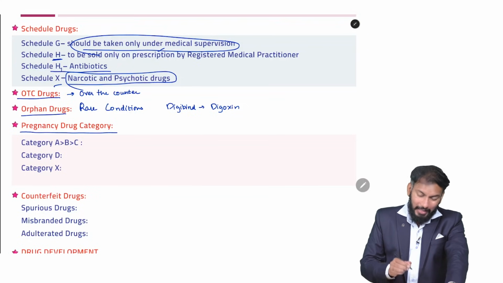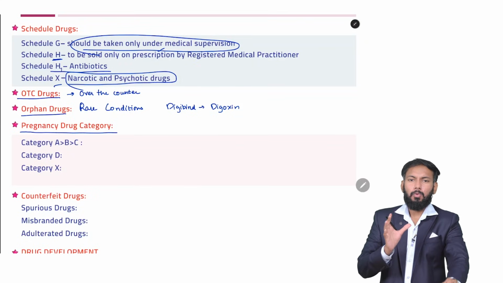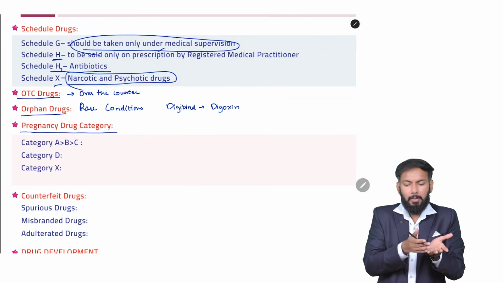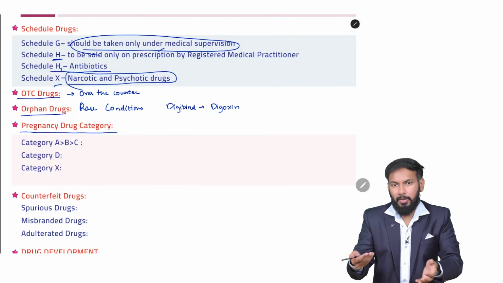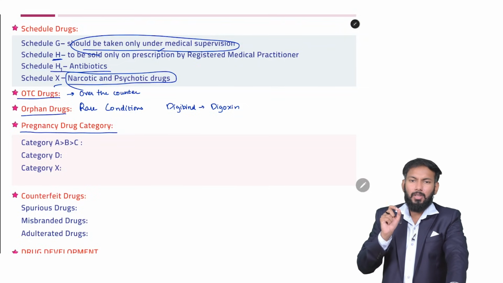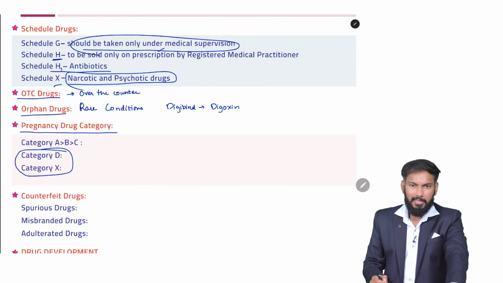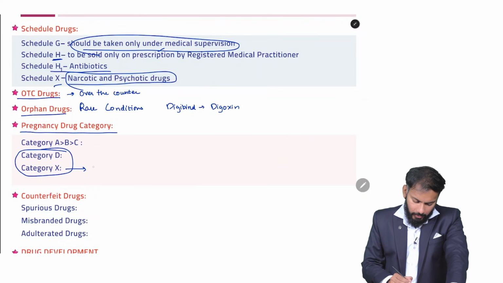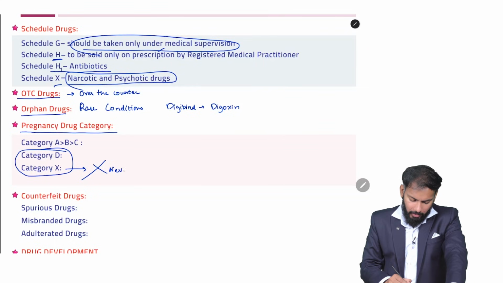Coming to the pregnancy drug categories. Some drugs are safe in pregnancy, some drugs are not safe. Why? Because these will cause teratogenicity. Now, there are some drugs which cause teratogenicity in humans. These are known as category D and X. Category X, as it is written, should never be given in pregnancy.